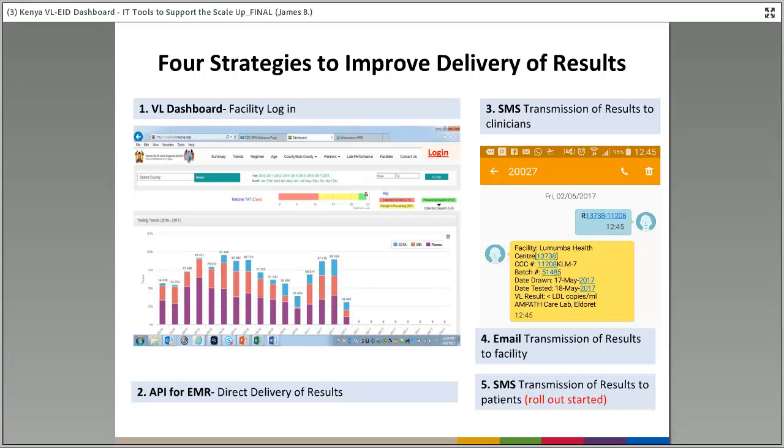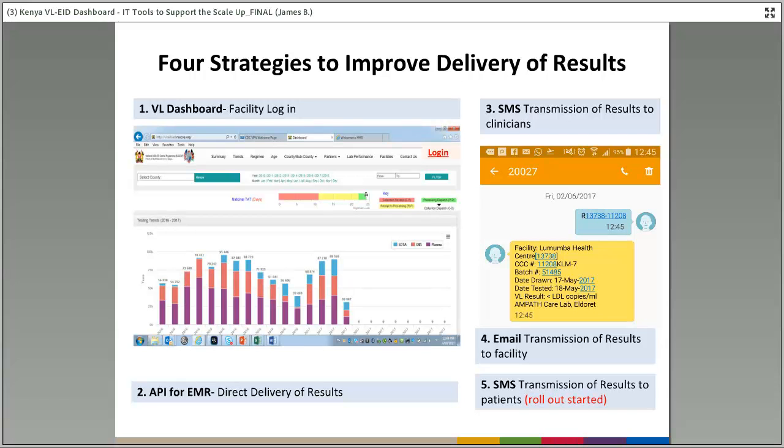So we're encouraging most of our partners to connect their EMRs with the viral load website, so that results can be delivered straight, because it is painful when the results are there and the patients are going home without results.